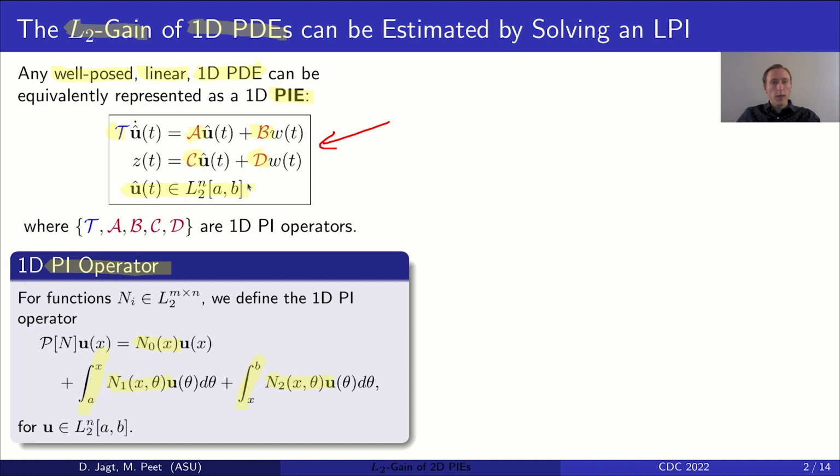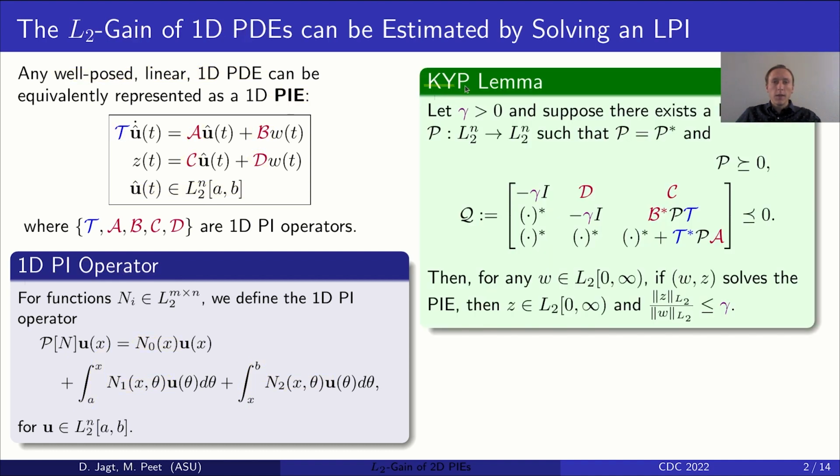And as a result, we can actually compute a bound on the L2 gain for this partial integral equation using the KYP lemma, saying that if there exists a positive semi-definite PI operator P, such that this PI operator Q here is negative semi-definite, then for any bounded disturbance W, the output Z will also be bounded, and the L2 gain of the system will be bounded by gamma. So using this approach, we can compute a bound on the L2 gain of 1D partial differential equations by solving this linear PI inequality, or LPI.